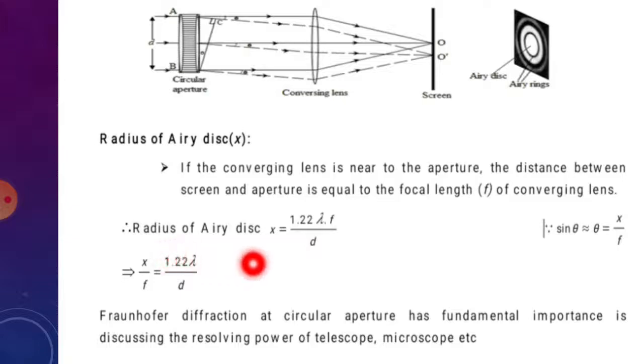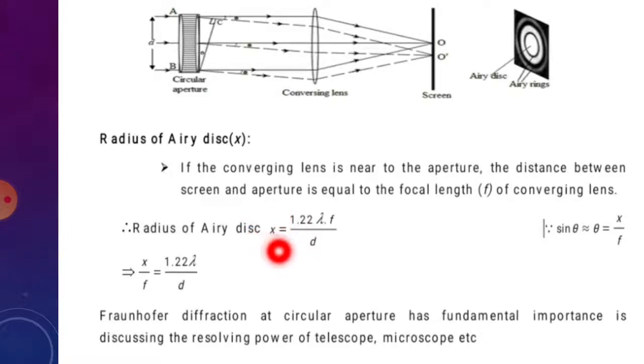Now comparing these two expressions, we get x by f is equal to 1.22 lambda by d. Here we find out the radius of Airy disk. For this, f will be shifted to this side. We get x is equal to 1.22 lambda f by d. So this x value gives the radius of Airy disk.